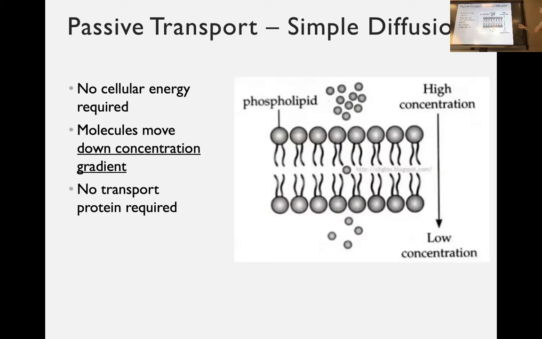When a cell wants to do the opposite and basically kick something out against the concentration gradient, that's when you need energy. That's when you get into active transport. So we'll get into that. But if molecules are moving down their concentration gradient, from high to low concentration, that's going to be passive transport. In this case, simple diffusion, because we don't need a transport protein.